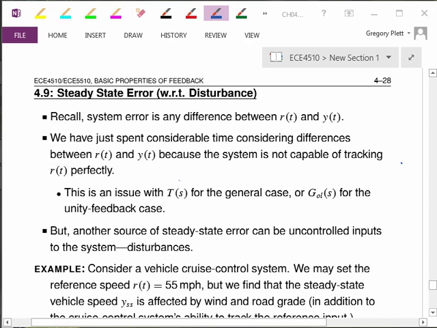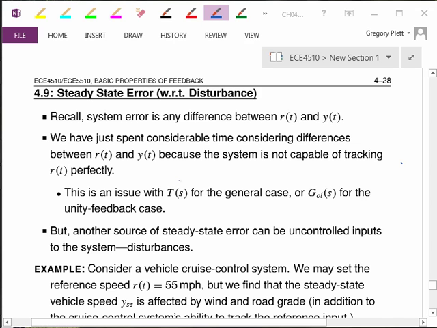We've now looked at two different sections in the notes that talk about steady state error and evaluating it with respect to the reference input. Now we look at the steady state error with respect to disturbances.